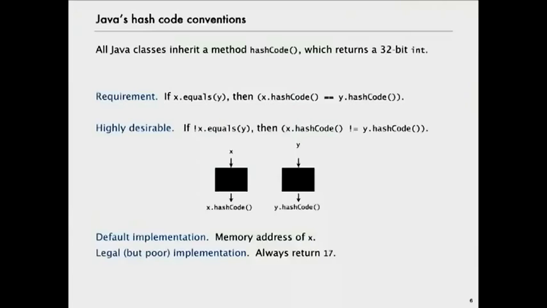As far as the rules go, you could always return 17. That's legal. It doesn't have this highly desirable attribute, but everything would compile. So you have to be a little careful that somebody isn't in there doing that. And again, for important key types that lots of people are going to use, some care has gone into the design of hash functions in the built-in implementations.